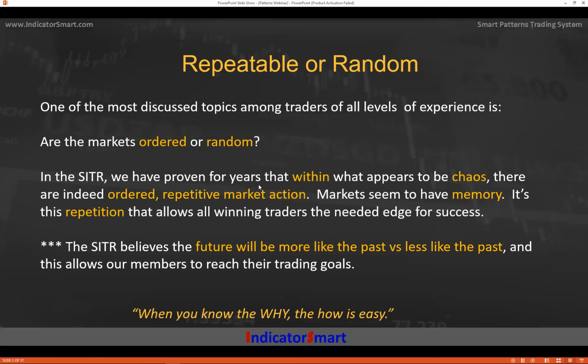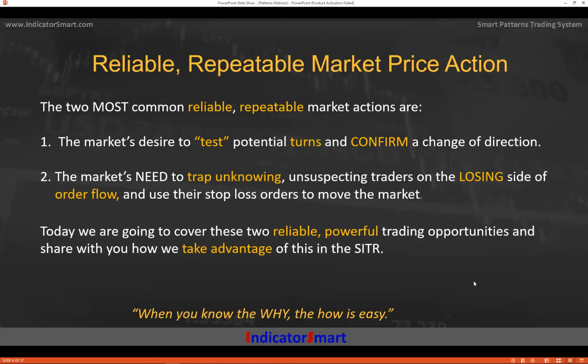So in the room, we've proven for years that within what appears to be chaos, there's indeed ordered, repetitive market action. Now, if this were not true, we could not succeed as traders, period. So it's this repetitive nature that allows every winning trader the needed edge they have to have for success. Now, this is important. We believe the future will be more like the past rather than less like the past. And because of that, we're pretty sure of what our future is going to look like.